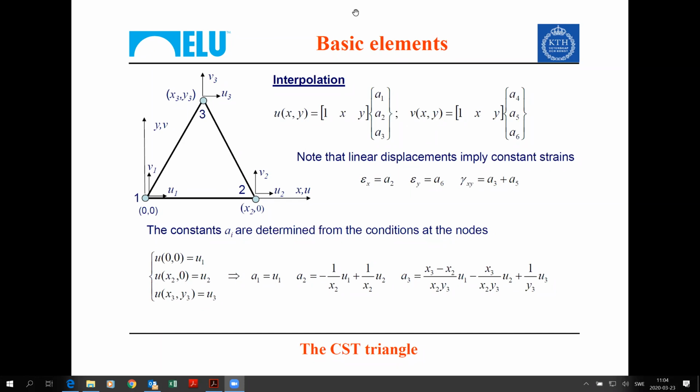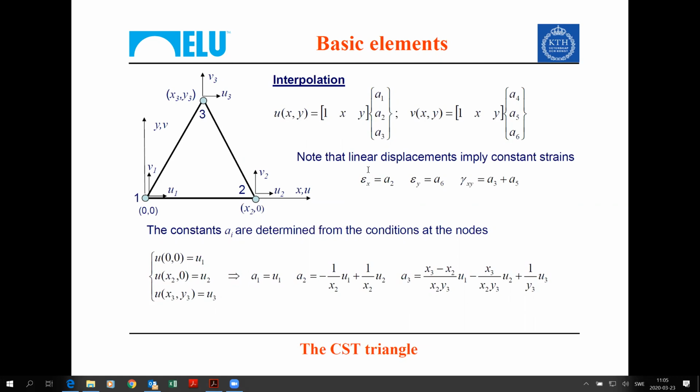If there are no more questions at this moment, let's continue and look at the triangular element. So u of x and y is simply a1 plus a2 of x plus a3 of y. V of x and y is a4 plus a5 of x plus a6 of y.